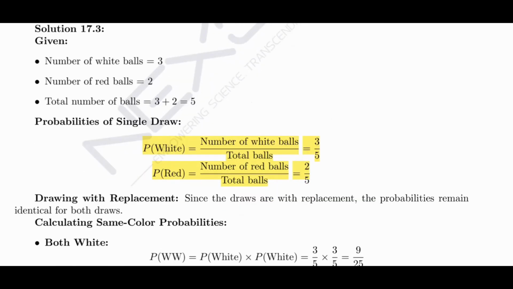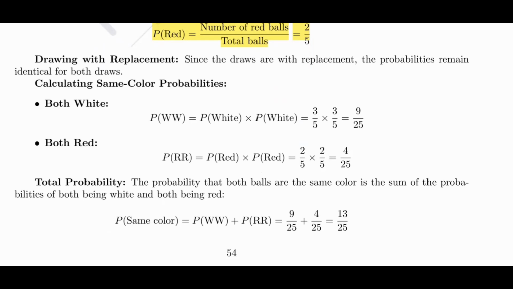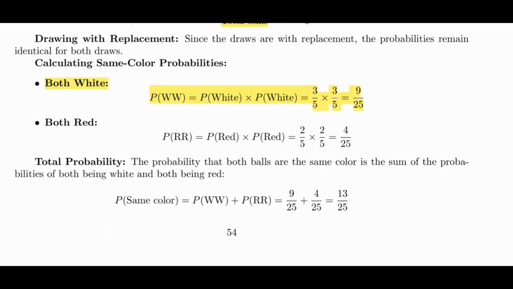Now, what is the probability that both balls are the same color? Let's look at the case of 2 whites first. The first draw has probability 3 out of 5 for white. Because of replacement, the second draw still has probability 3 out of 5 for white. To find the probability of both happening together, we multiply. 3 over 5 times 3 over 5 equals 9 over 25. Another way to think about this: multiplication. When we look at 2 draws together, there are 5 times 5, that is 25 possible pairs of outcomes in total. Among them, 3 times 3, that is 9 pairs are white and white. That's why multiplication of 2 probabilities works.